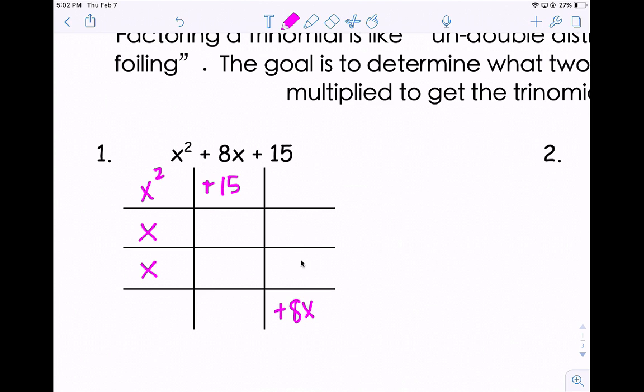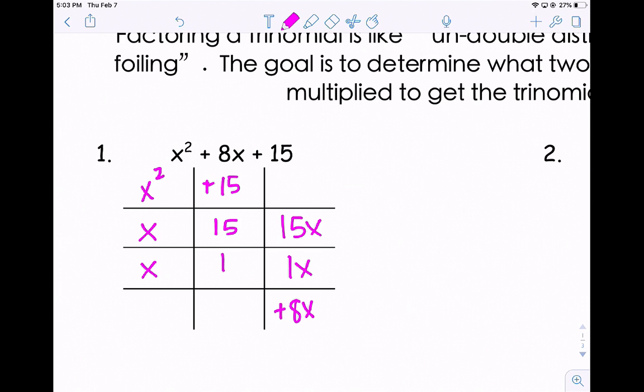The end goal is over here, that this column is going to add or subtract to give you 8. So I'll show you what happens. Let's say we chose 15 and 1. So I tried 15 and 1. I also am going to multiply across. So this column we're multiplying, middle column we're multiplying, the two rows in the middle we're multiplying. So x times 15 right here is going to give us 15x. x times 1 is going to give us 1x.